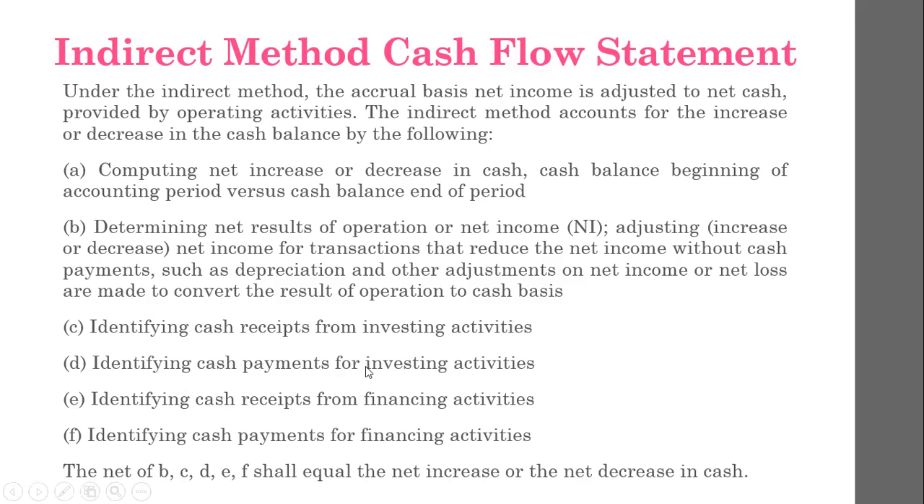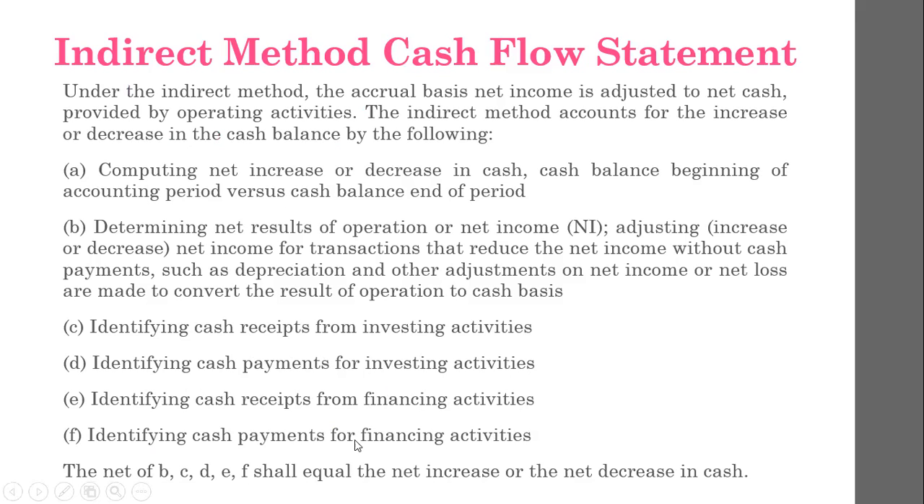So, identifying cash payment for investing activities. Then, identifying cash receipts from financing activities. Then, identifying cash payments for financing activities. Dapat pala may symbol to. Pag identifying cash receipts from investing, so positive. Then, cash payments, negative. Pag may nag-appear po, kung i-minus natin. Then, pag may cash receipts from financing activities, positive. Plus po yan, plus sign.